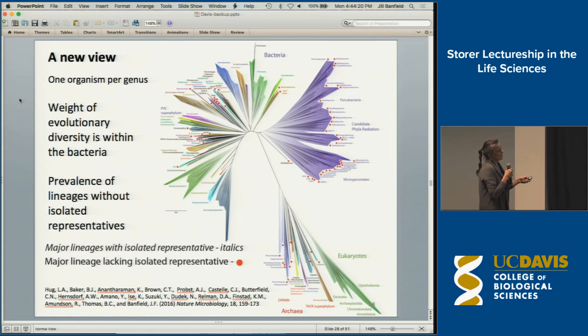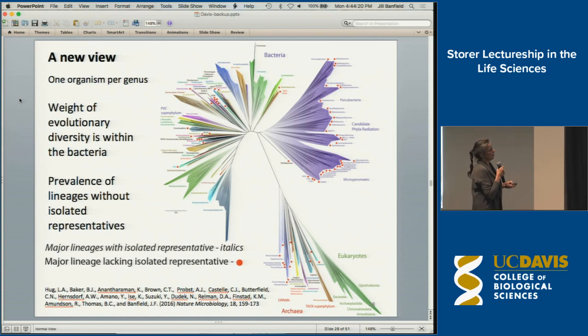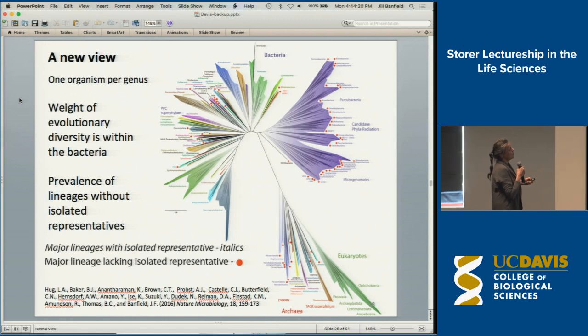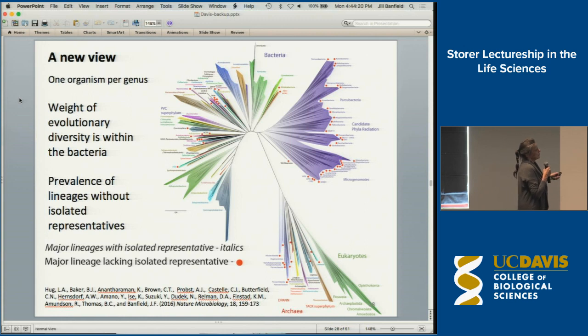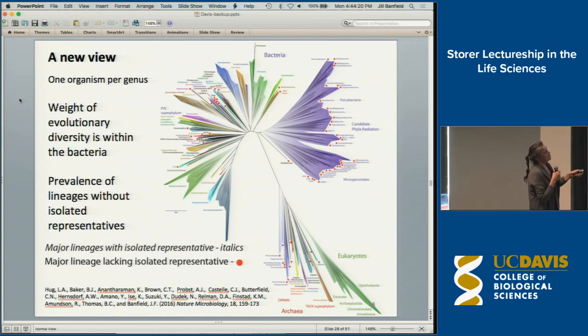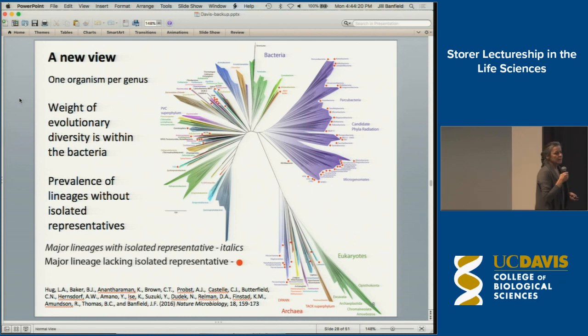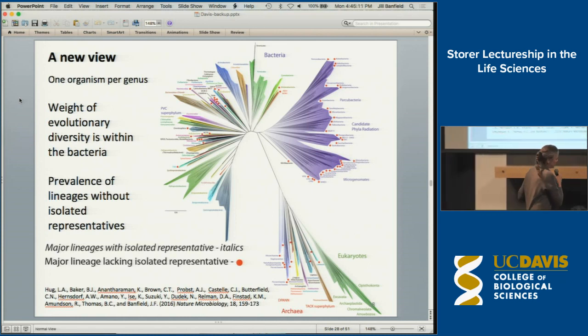In this tree, again, the DPAN are not monophyletic, but actually if you take the bacteria out, they do become monophyletic. So it's still, as I said, an open question. So the big point we were trying to make with this paper is that huge amount of bacteria, a huge diversity within the CPR, the candidate phyla radiation, all the red dots, and the prevalence overall, not just here, but overall, of lineages that lack isolated representatives.